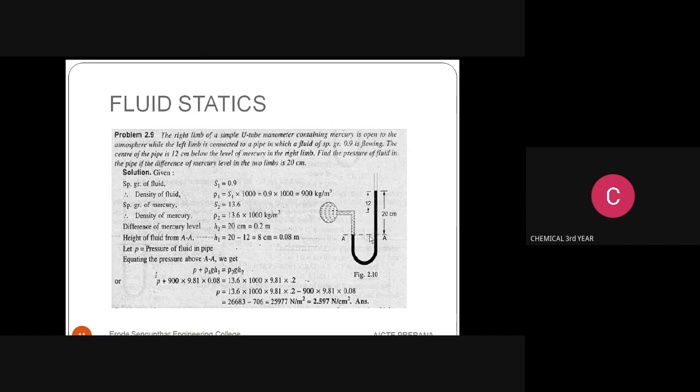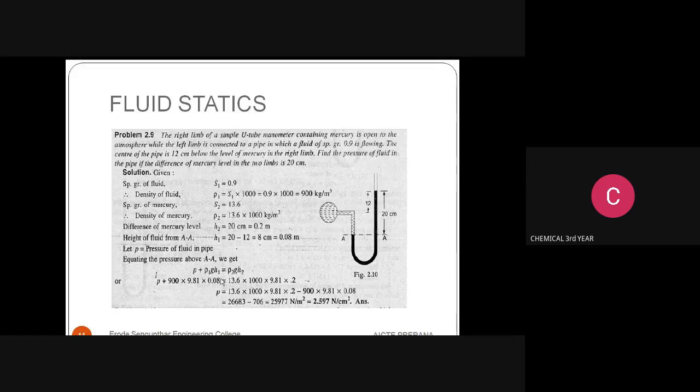What is the height of the fluid from the section AA? Sorry, you need to calculate the height of the fluid from the section AA. So that will be taken as H1. H1 is equal to 20 minus 12. So that is 8 centimeters. That is nothing but 0.08 meters. So now we need to determine the P, that is the pressure of the fluid in the pipe, right?